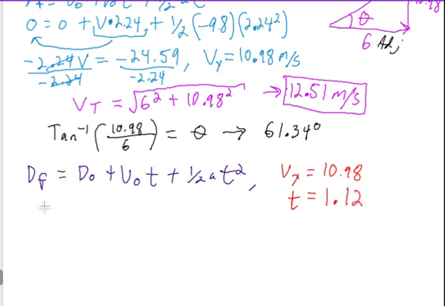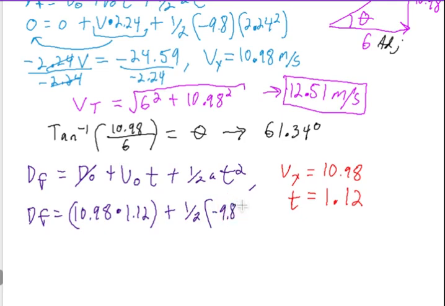Now that I have this figured out, I can go ahead and solve. df is equal to, well, do is just 0. vo is 10.98. Time is 1.12. So I'm going to multiply those two together, plus 1/2. a is negative 9.8, and t is 1.12 squared. Plug all this into my calculator, and I find out that the maximum height that my ball or marble reaches is 6.15 meters.